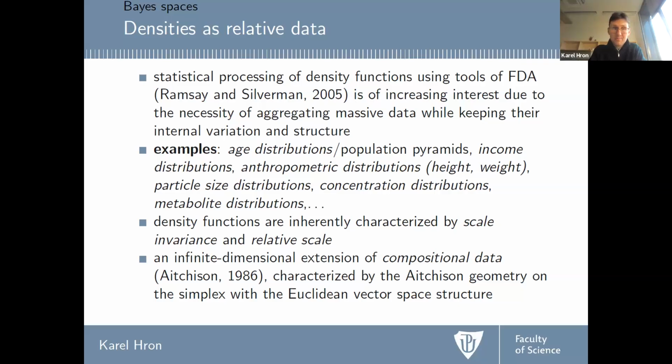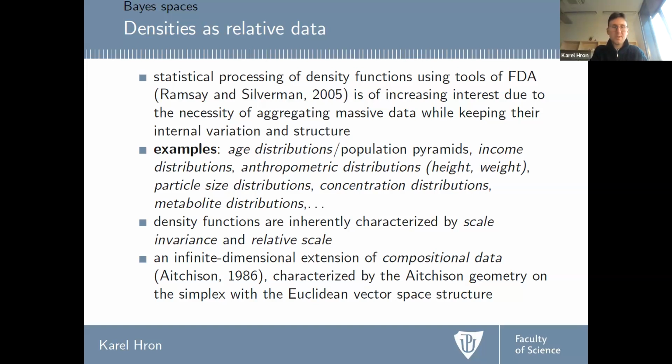And quite a lot has been done already about compositional data processing using the log-ratio methodology, which has been developed since the 80s of the 20th century, and nowadays it is characterized by the Aitchison geometry on the simplex with the Euclidean vector space structure, and we can develop coordinates and analyze compositional data directly in real coordinates.